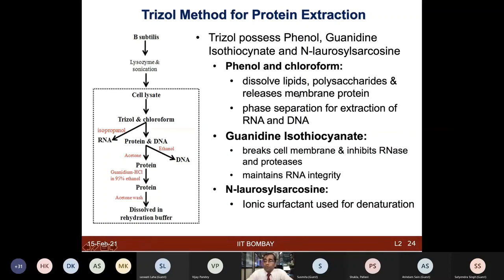The phenol and chloroform which is used in the method is going to dissolve the lipids and polysaccharides and help in the phase separation for the extraction of the nucleic acid. Guanidine isothiocyanate is going to break open the cell membranes and inhibit the ribonucleases and proteases. Therefore, it has been highly used for RNA-based work. And the detergent, which is an ionic surfactant, which we are using, can be used for the denaturation.